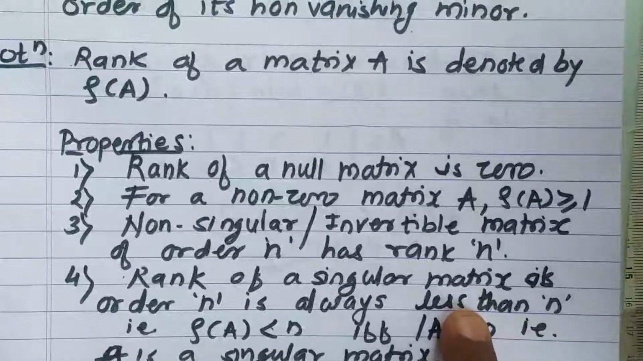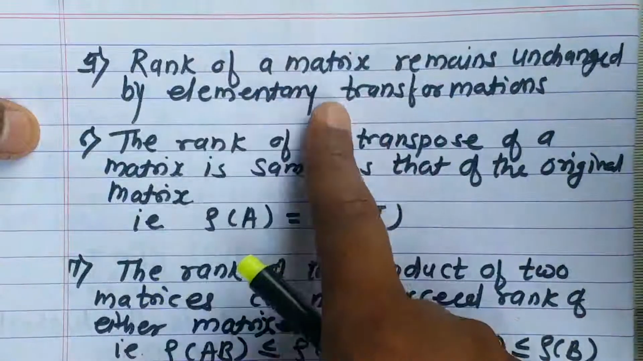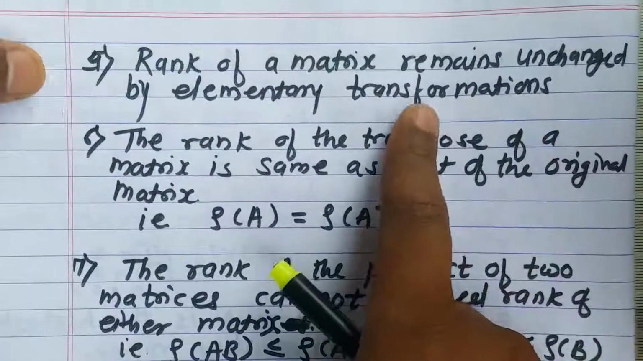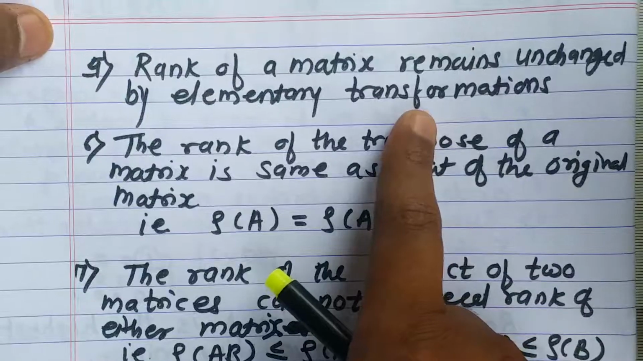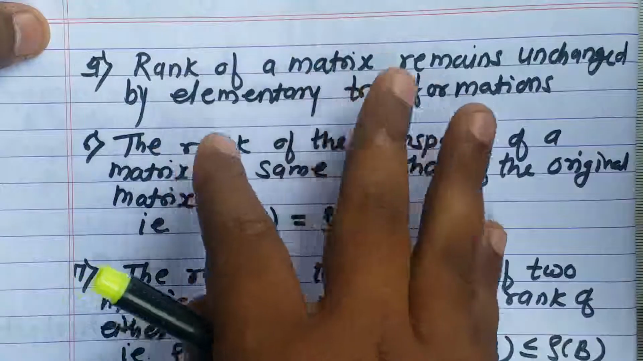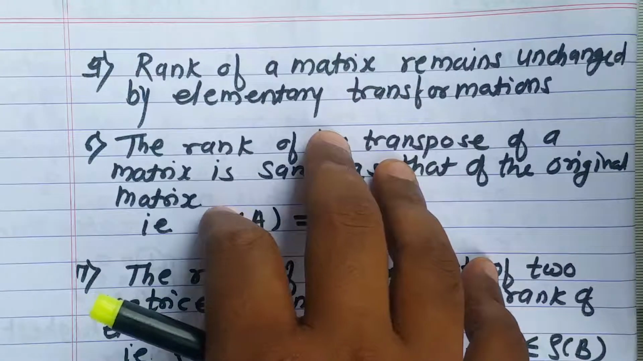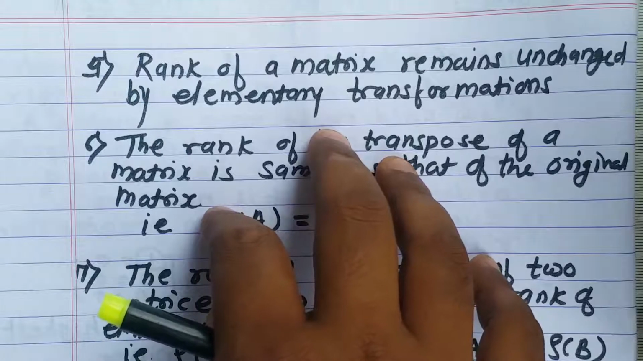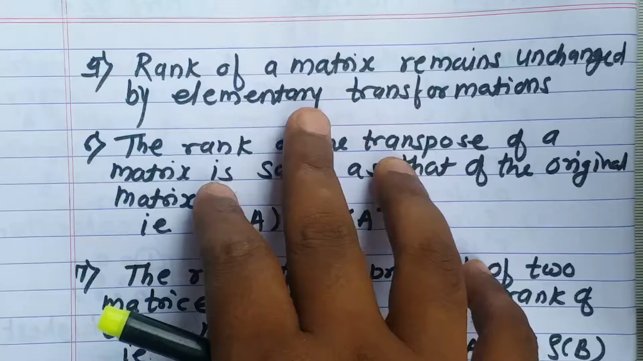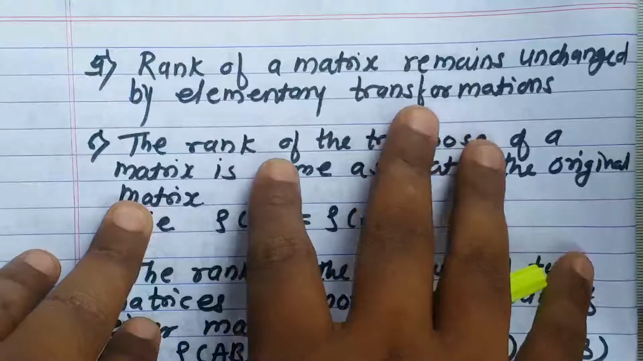Now next property is property number 5, rank of a matrix remains unchanged by elementary transformations. So there are some elementary transformations that we know: elementary row transformation, elementary column transformation. There are 3 elementary transformations. So when we apply elementary transformations to a matrix, we get a new matrix, and that matrix is equivalent to the previously given matrix. And as they are equivalent, their rank remains unchanged. This is one of the important properties.